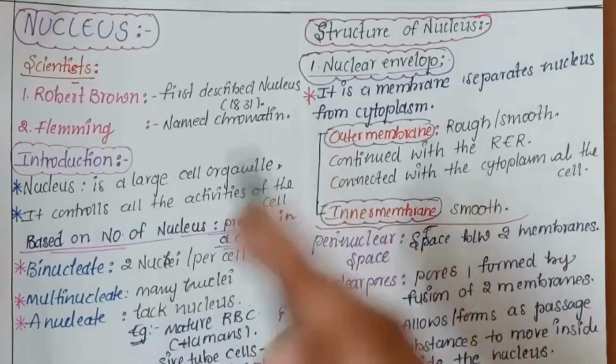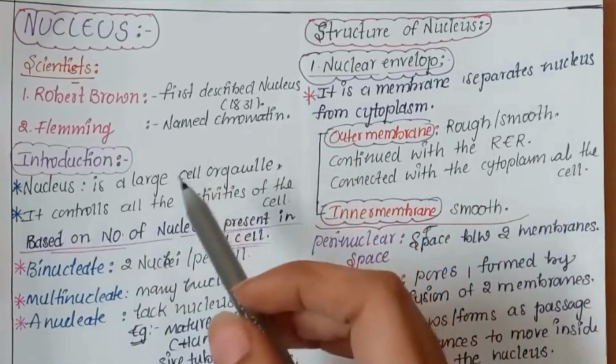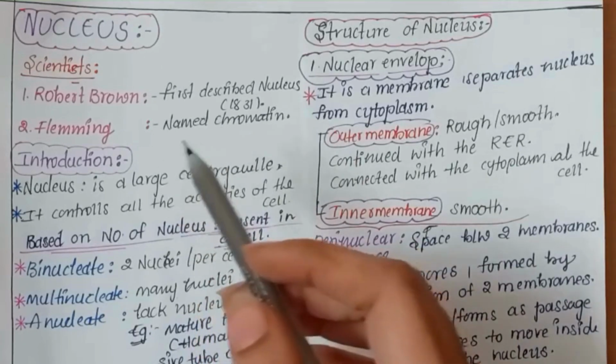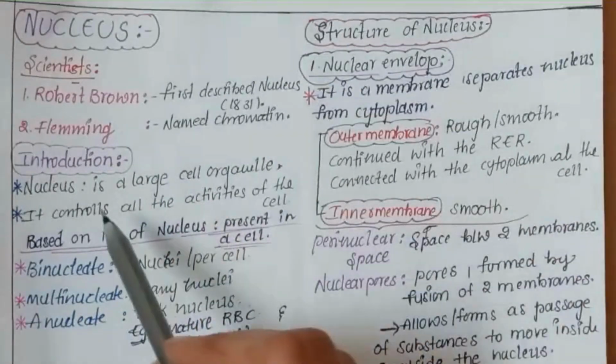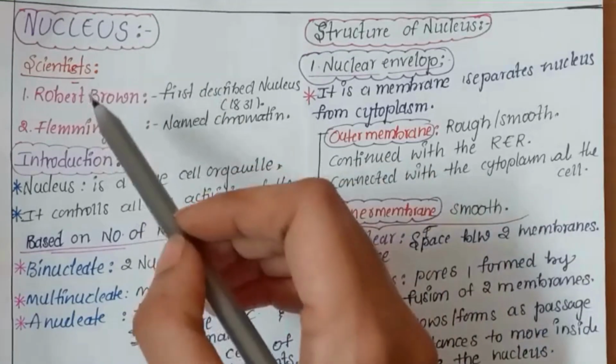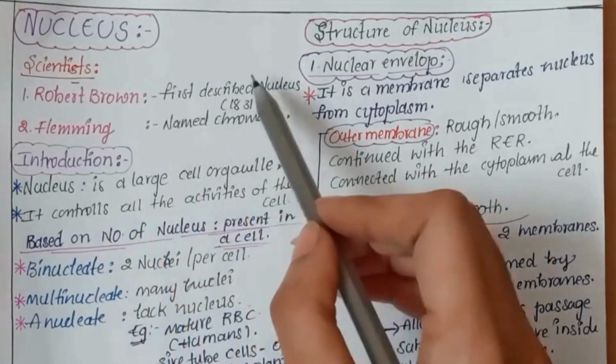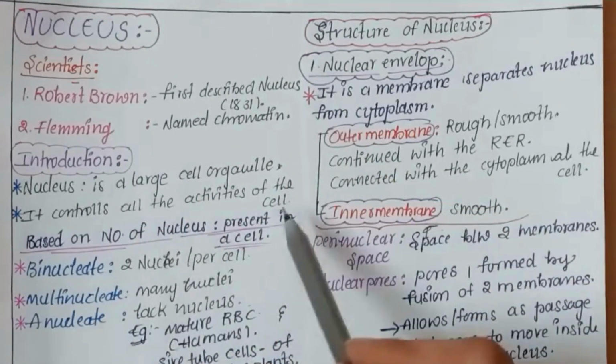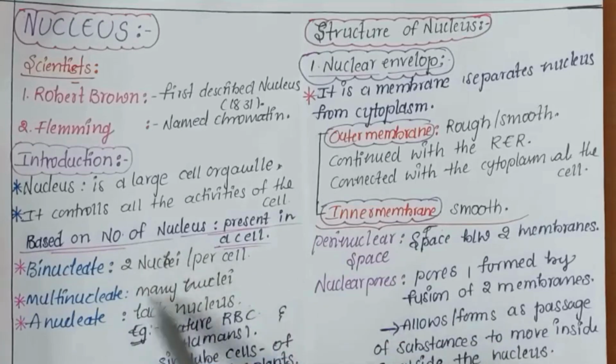As we already discussed various cell organelles of the eukaryotic cell, its structure and function in detail, here we are going to cover the nucleus, which is the largest cell organelle and controls all the activities of the cell. It was first described by scientist Robert Brown in the year 1831. Based on the number of nuclei present in a cell, if the cell contains two nuclei, it is known as a binucleate cell, as in the case of paramecium. If the cell contains many nuclei, it is known as a multinucleate cell. And if the cell lacks a nucleus, as in the case of mature mammalian RBC and sieve-tube cells of vascular plants, then it is known as an anucleate cell.